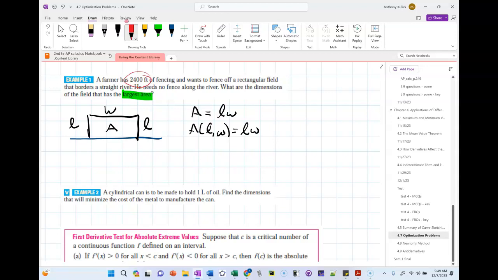Yeah, 2,400 feet of fencing. What is that going to tell us? The perimeter. Excellent.